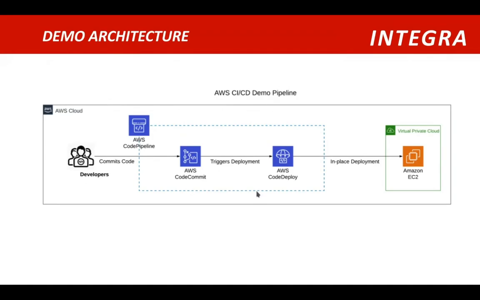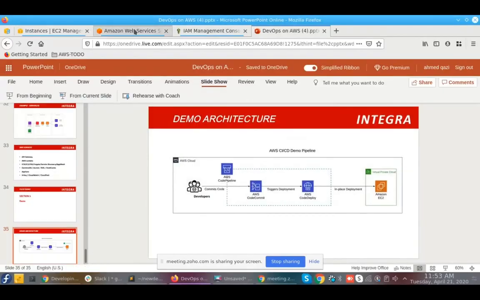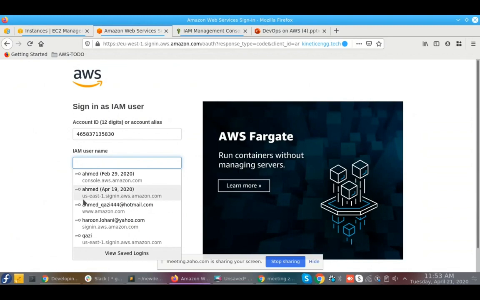So as you can see on the diagram over here, as soon as a developer commits a change, it is committed into CodeCommit, and then it is automatically deployed through CodeDeploy to your EC2 instance. It's an in-place deployment. Due to time constraints, I had to go with the basic pipeline, but hopefully next time I can have a blue-green deployment with a much more complex, multi-stage pipeline. So I will start with the demo now. Let's log into my AWS account.